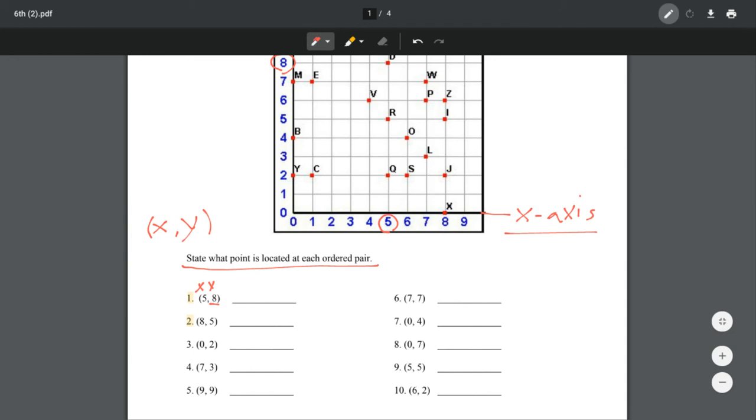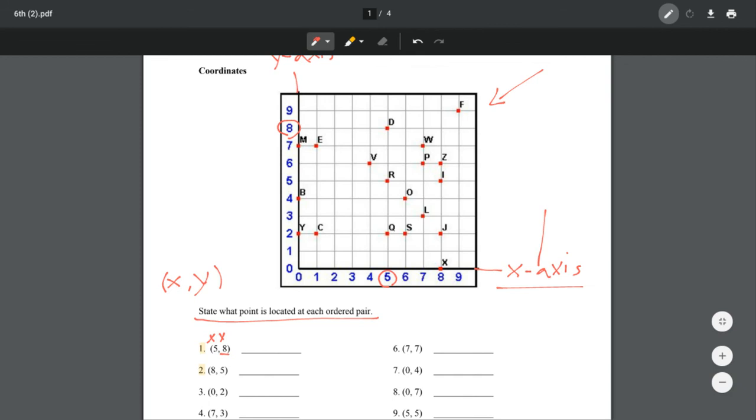To find the point, we just have to look at where the horizontal line and the vertical line intersect. And where is that? At point D.